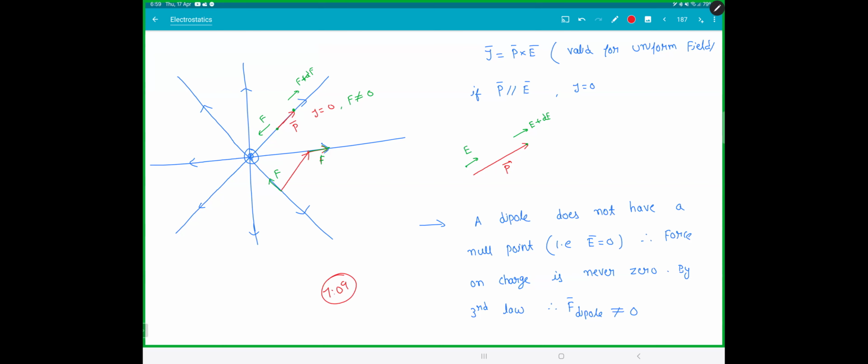If torque is 0, then for torque to be 0, P and E can be parallel also, right, until now. Okay, take a break, come back in 10 minutes.